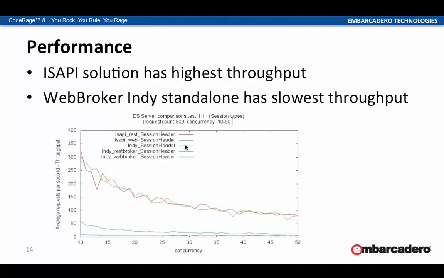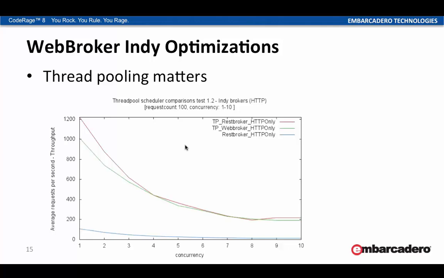So as you can see, the throughput, both with a few threads, it starts with 10 threads at the same time, and it goes up to 50. Both with few threads and with a large number of threads, the throughput of DataSnap is significantly better using ISAPI than deploying an Indy standalone solution. That's something you might want to keep in mind while we figure out how to provide even faster options in the future.